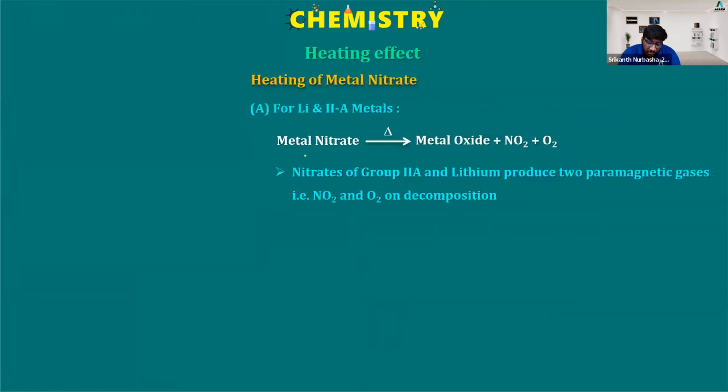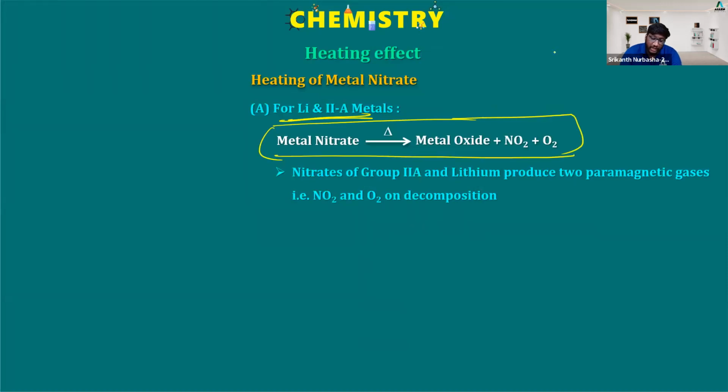For lithium and group 2A metals, metal nitrate upon heating forms metal oxide plus NO2 plus O2. NO2, if you try to draw the Lewis dot structure, is N double bond O, with one odd electron on nitrogen. O2 has oxygen double bond oxygen with two lone pairs of electrons on each oxygen. But if you look at the pi-star anti-bonding molecular orbital of oxygen, it has unpaired electrons. So NO2 and O2 both are paramagnetic in nature. Nitrates of group 2A and lithium produce two paramagnetic gases, NO2 and O2, upon decomposition.